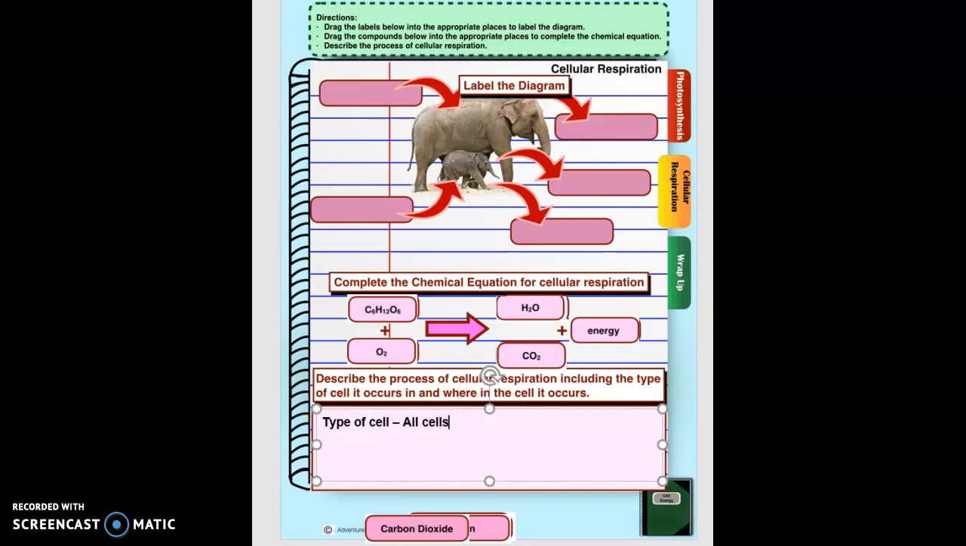Even plants do cellular respiration because they make that sugar for themselves and then they have to be able to break it down to use the energy. So all cells do this. All right, where in the cell? So we just finished organelles again. Where in the cell would we get energy? What organelle does that? You're going to have to tell me.